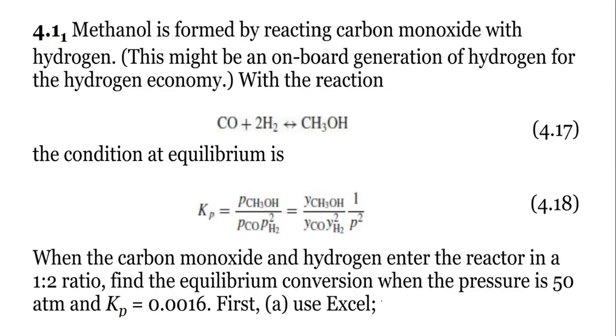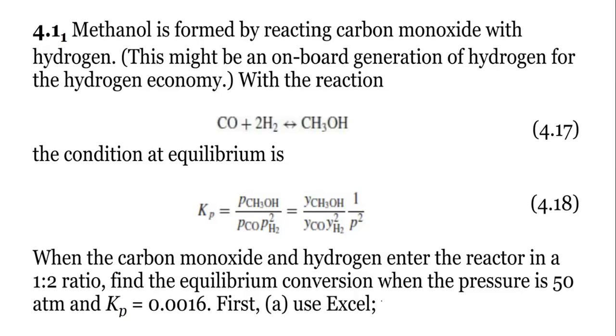Today I am going to solve one thermodynamics as well as numerical method in chemical engineering problem. So the problem is here: methanol is formed by reacting carbon monoxide with hydrogen. This might be an onboard generation of hydrogen for the hydrogen economy, with the reaction carbon monoxide plus 2 hydrogen that will produce methanol.